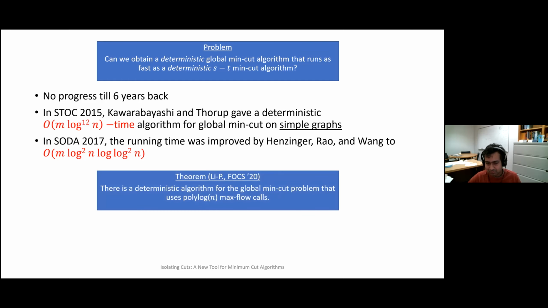So our first result is that there is, in fact, a deterministic algorithm for the global min-cut problem, in the general case of weighted graphs, that uses polylog n max flow calls. So up to this polylog factor, this answers the question on top. This gives you a deterministic global min-cut algorithm that's as fast as a deterministic ST min-cut algorithm. And the use of the ST min-cut algorithm in our case is completely black box.